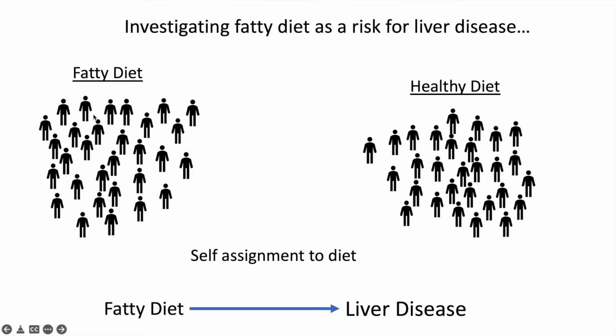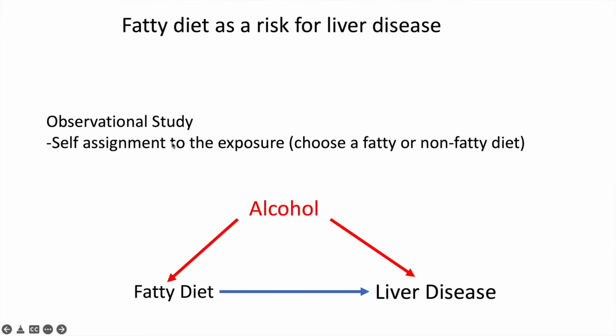And that's the case typically in a randomized control trial because we randomly assigned a healthy diet and fatty diet. But in the real world, people self-assign their exposure status. They choose a healthy diet or choose a fatty diet, and that doesn't necessarily happen at random. So those who choose a fatty diet might have some third variable that is related to that choice, and that becomes a problem if that third variable is also related to the outcome.